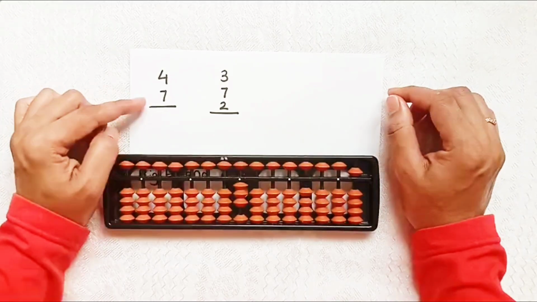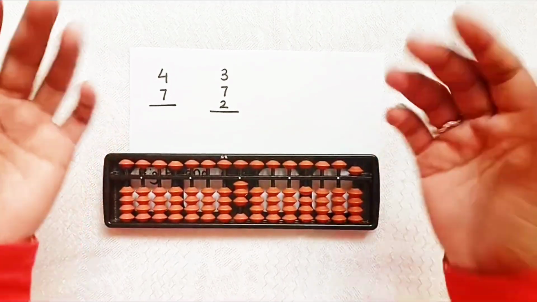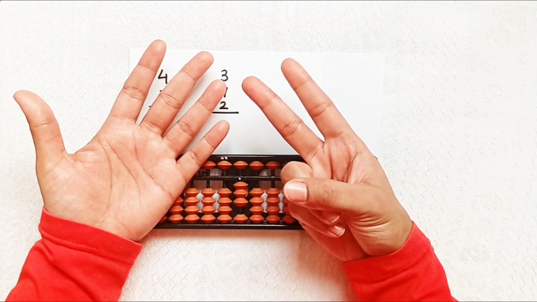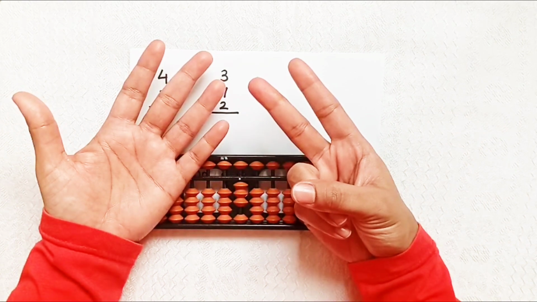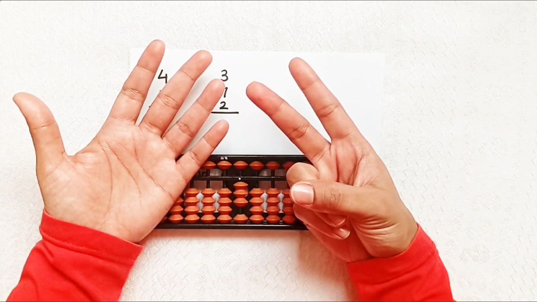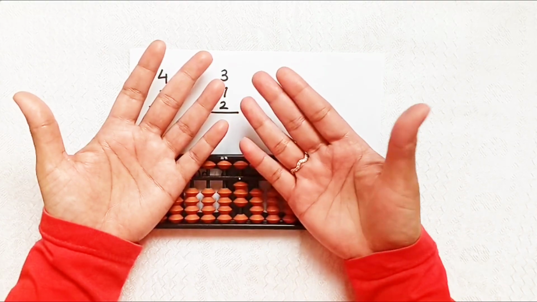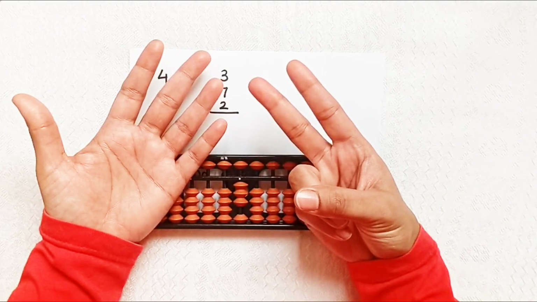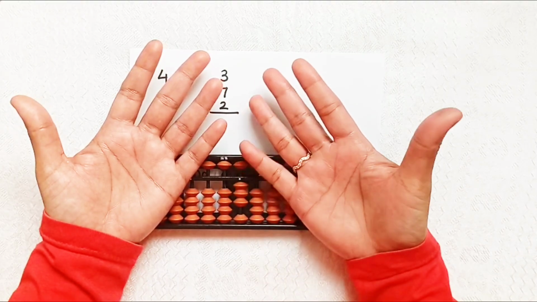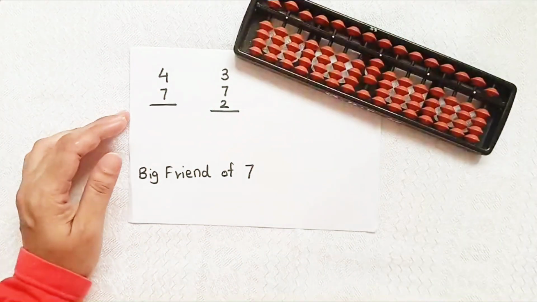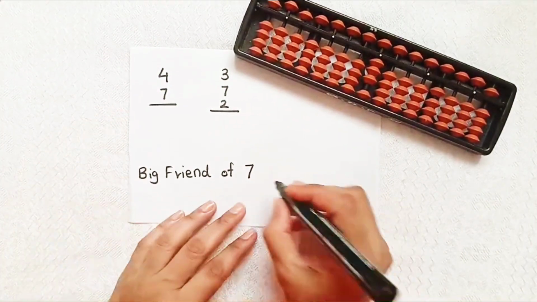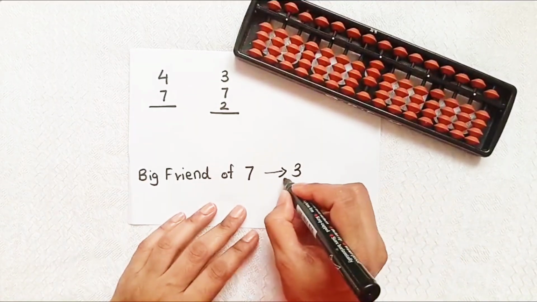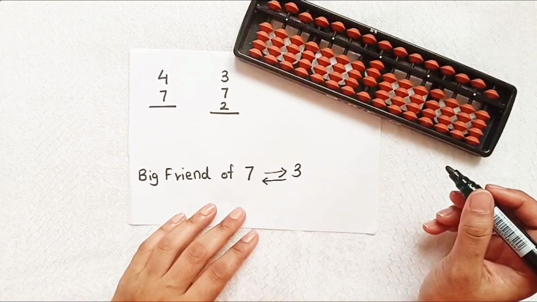Now we should know who is the friend of 7. Let us understand. I have 7 fingers here. I want to make it 10. How many more fingers do I need? 1, 2 and 3. So who's the big friend of 7? 3. So the big friend of 7 is 3. I can also say 3's friend is 7.